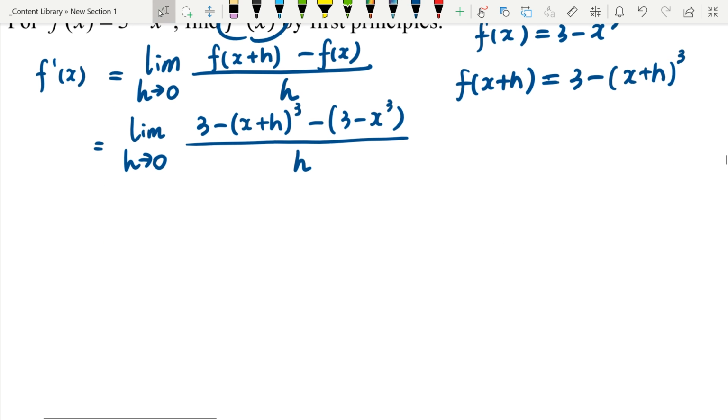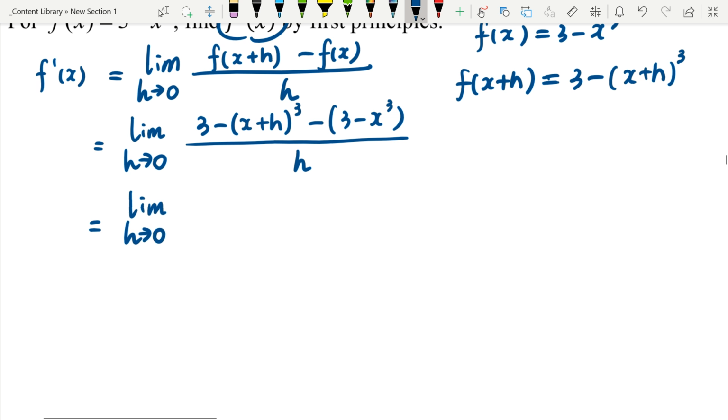Now I will check: can I solve by letting h equal 0? No. Why? The denominator is 0, so it's not good to substitute. I need to expand everything and simplify it, get rid of the h, and then substitute. I can't just leave it there. I need to do something to make it possible to substitute.